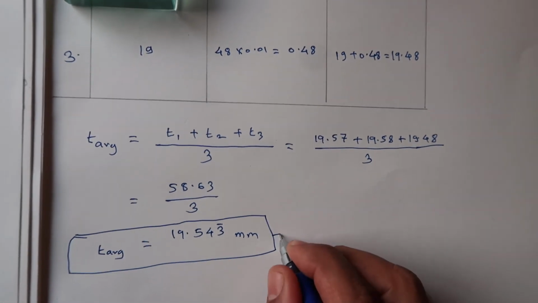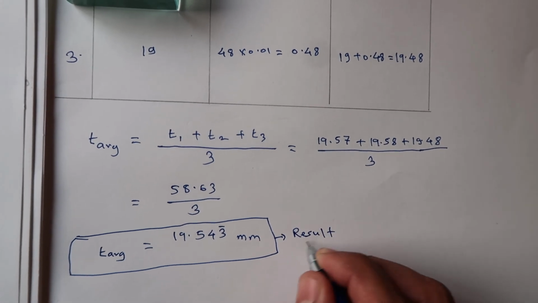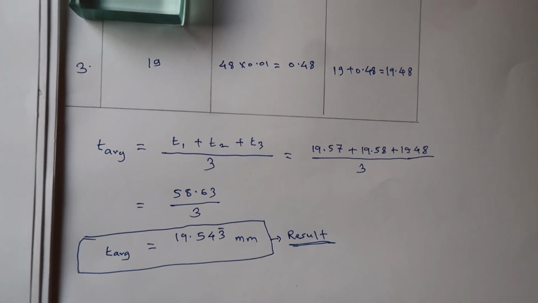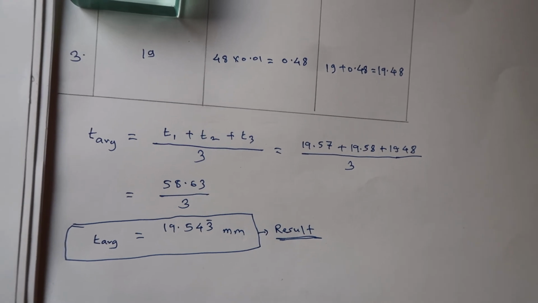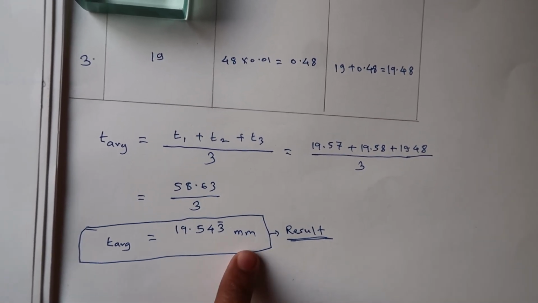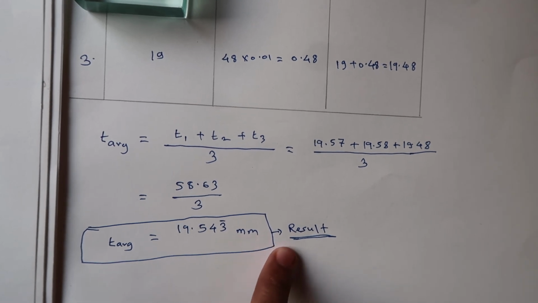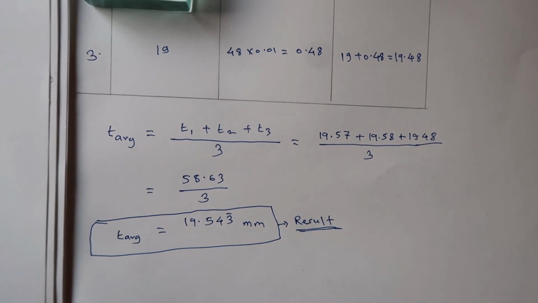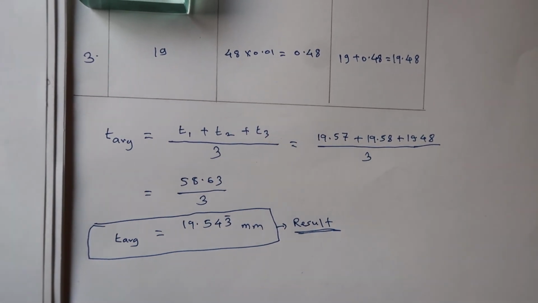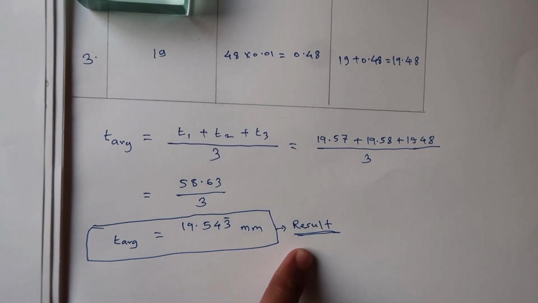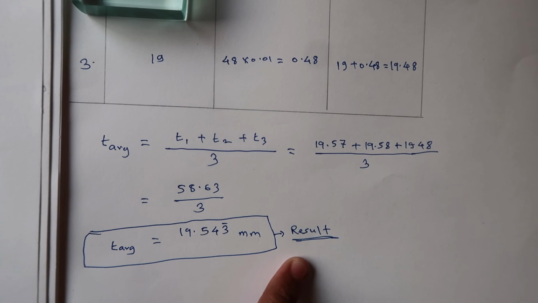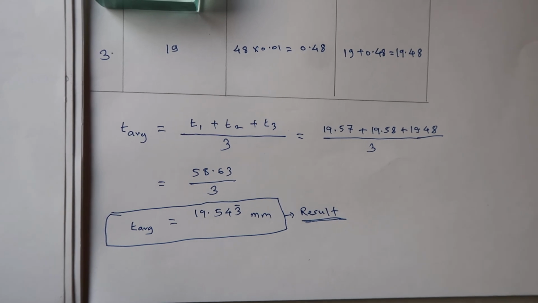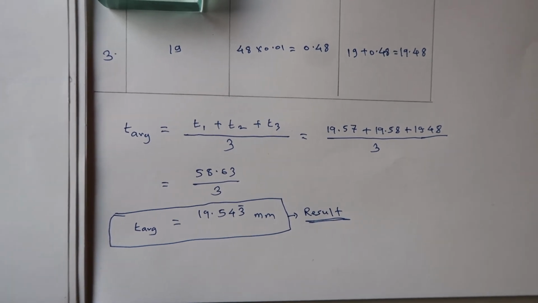Now this is your result. Again, there is a concept of zero error. See, if there is some zero error in the instrument, then the corrections are to be applied to this result, and then we decide upon the final result. Okay, but this instrument has nil zero error, so this is the final result itself. I have discussed the concept of zero error of an instrument in the last video of screw gauge, so you can check out that video.